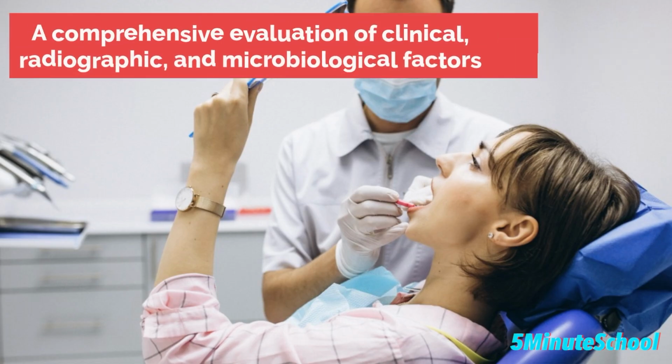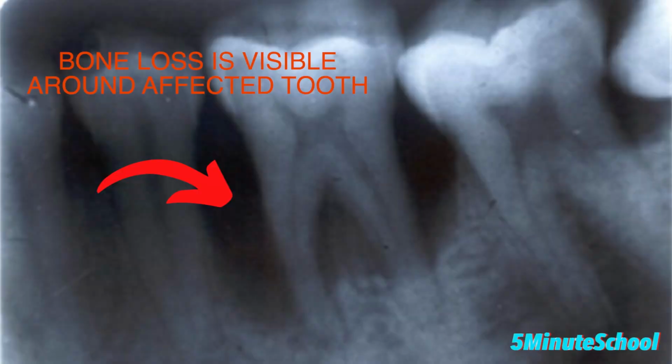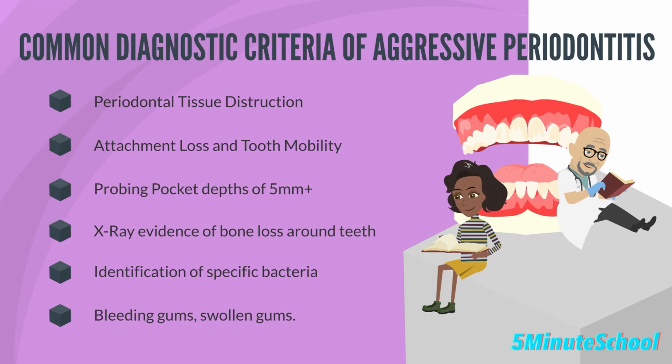Now, to diagnose aggressive periodontitis, there would need to be a comprehensive evaluation of the clinical findings, so what it looks like in the mouth, x-rays if they're available, and various microbiological factors. So the common diagnostic criteria include presence in the mouth of severe periodontal tissue destruction and attachment loss relative to the individual's age. So that would also include gum recession and mobility of some teeth potentially. There would be radiographic evidence of bone loss around the affected teeth, identification of specific pathogenic bacteria through microbiological testing, so that's if a sample is taken, and clinical signs such as bleeding gums, swollen gums, and loose teeth, as we just said.